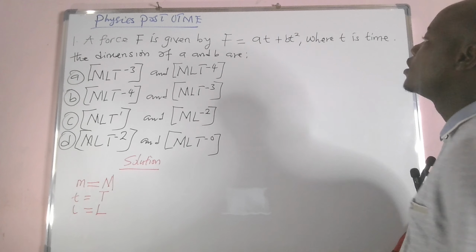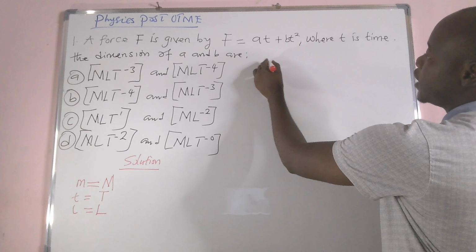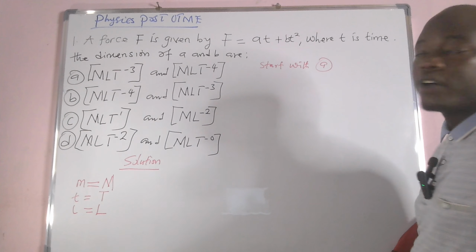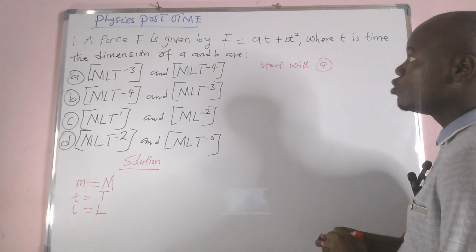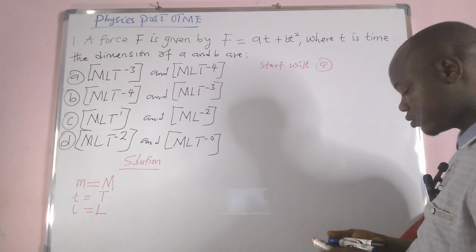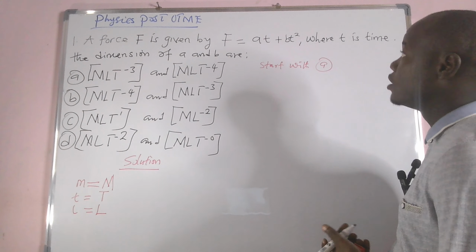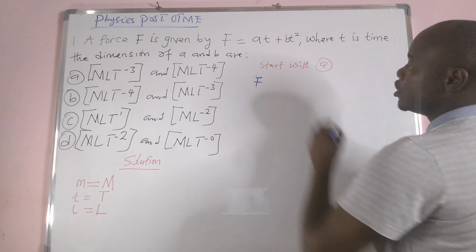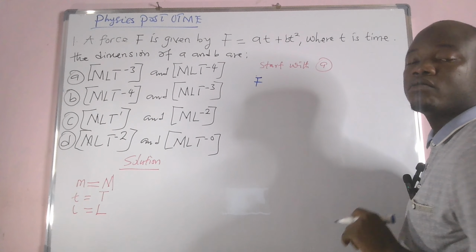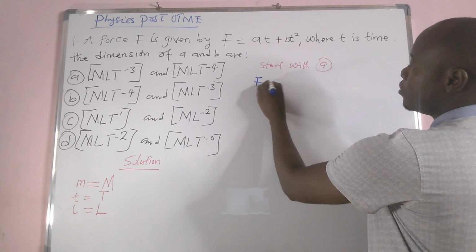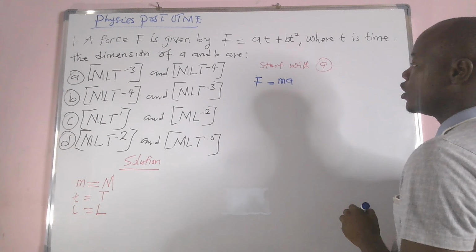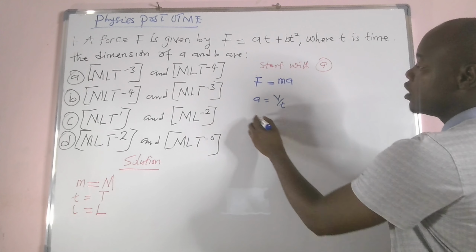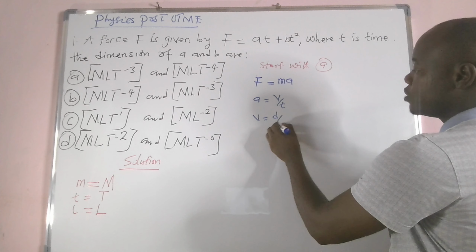So now let's say we want to start with A and find its dimension. How do we do it? It is simple. We have to make one of the constants zero. It is very important to start by finding the dimension of F first. F is force, and remember that force is mass times acceleration. Acceleration is velocity over time, and velocity is displacement over time.